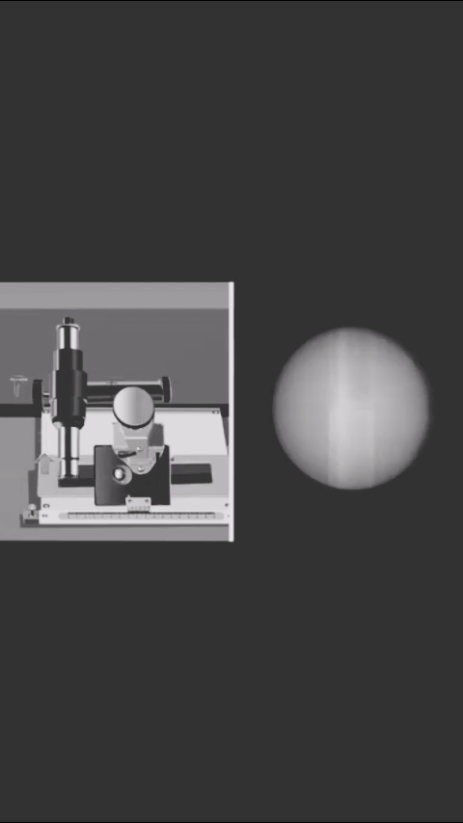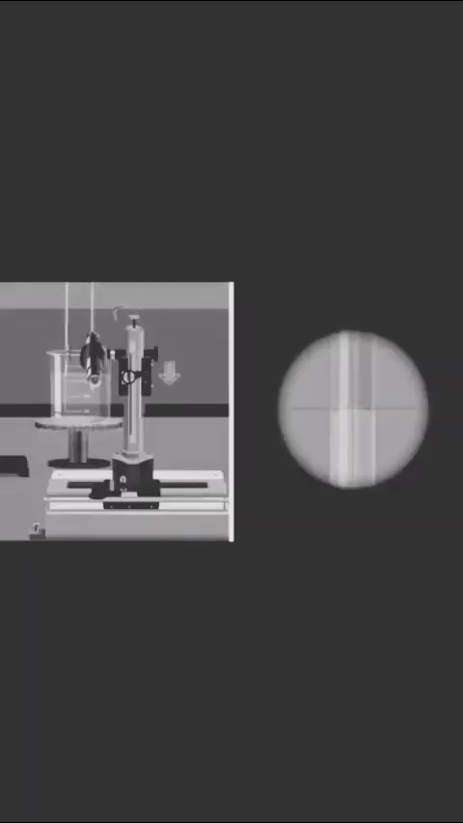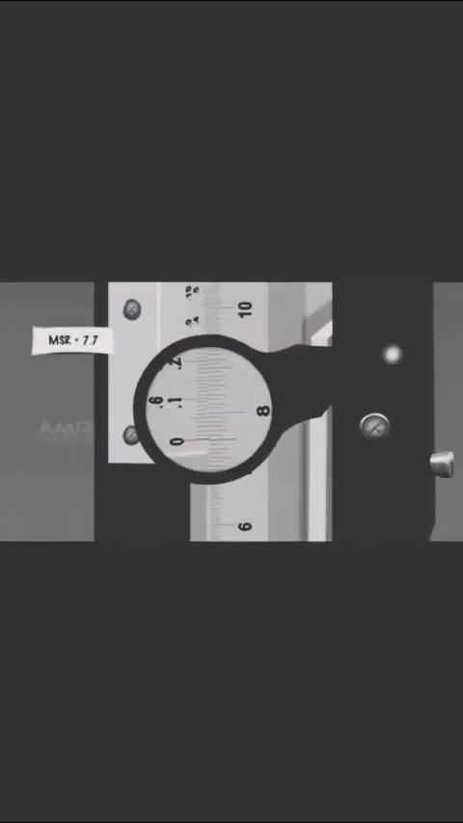Focus the binocular using the screw so that the concave meniscus of water level is clearly seen. Rotate the fine adjustment screw in anti-clockwise direction to make the horizontal cross wire just touch the central part of the concave meniscus. Note down the main scale reading and vernier scale reading. Calculate H1 using main scale reading and vernier scale reading.